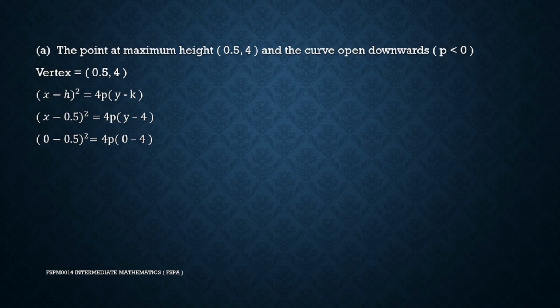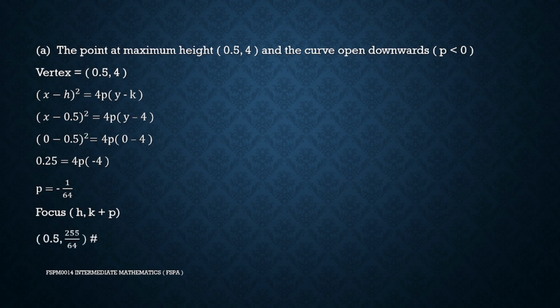So when we substitute x equals 0, y equals 0 into the equation and rearrange, we find that p is equal to negative 1 over 64. After we get p, we can just use the formula for the focus, (h, k plus p), to find the point of the focus, which is (0.5, 255 over 64).